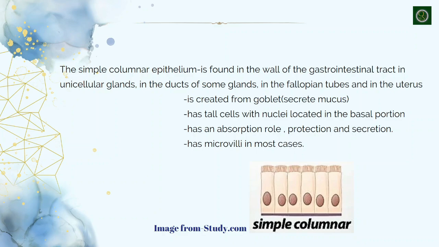The simple columnar epithelium is found in the wall of the gastrointestinal tract, in unicellular glands created from goblet cells that secrete mucus. It is also found in the fallopian tubes and in the uterus. It has tall cells with nuclei located in the basal portion, and its roles are absorption, protection, and secretion.